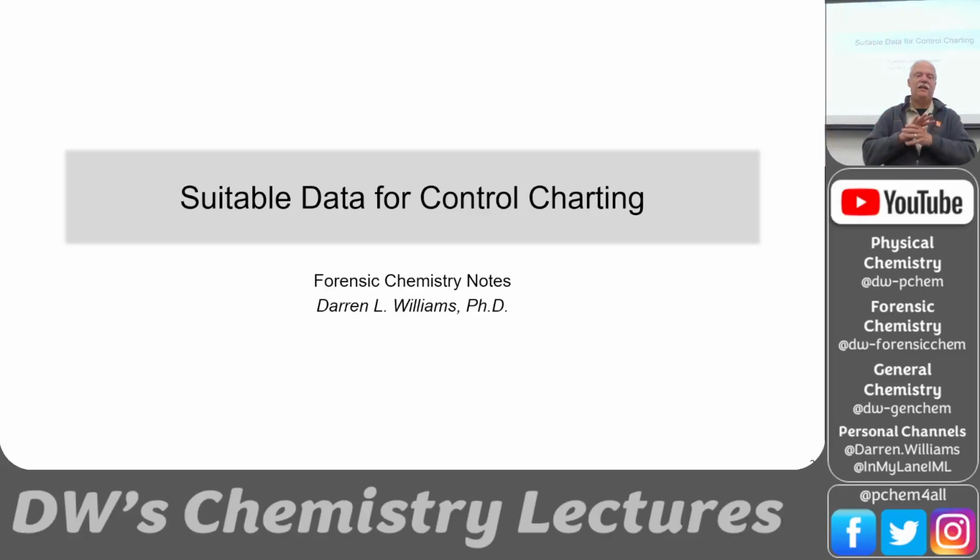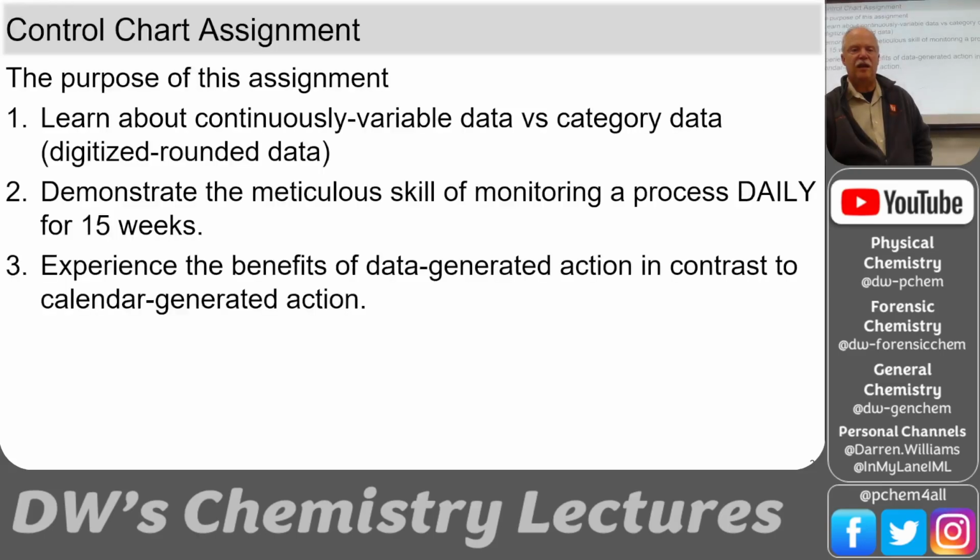So let's talk about the data selection for the control charting. And I've added a little bit of text to this that's not in your handout. This is the purpose of the control chart assignment. So it's threefold. We're going to learn about the difference between continuously variable data and category or digitized rounded data.